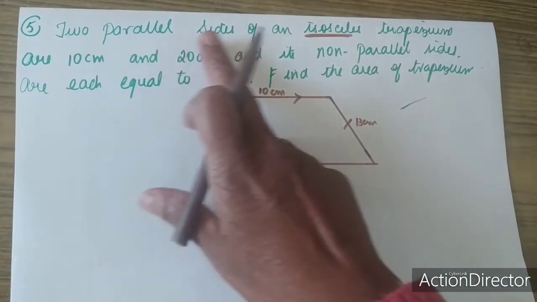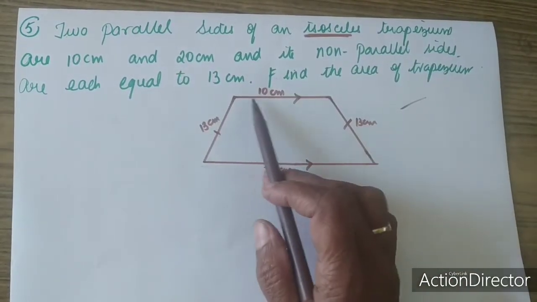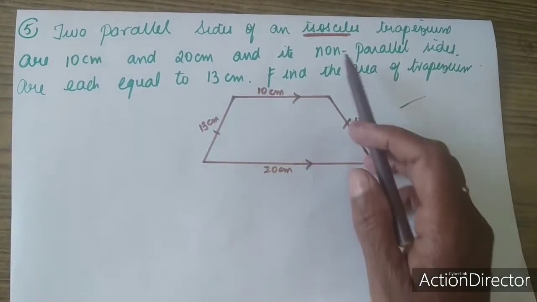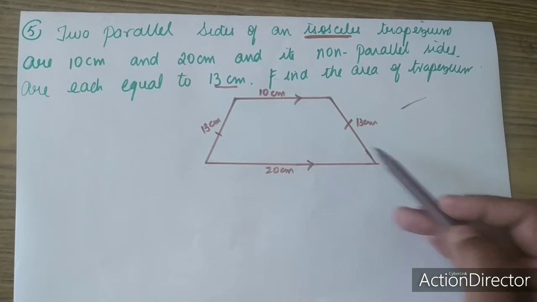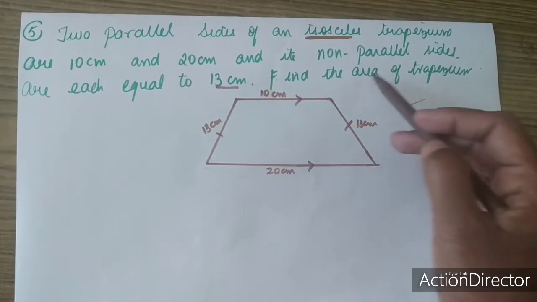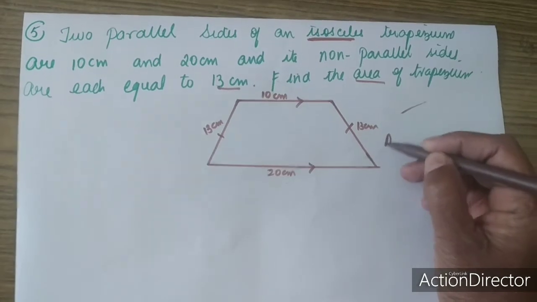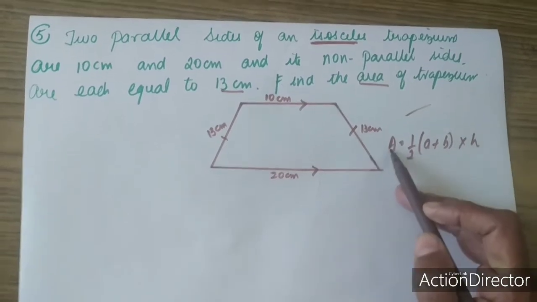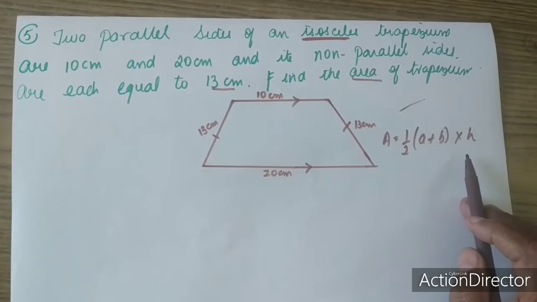Here it is given the two parallel sides of an isosceles trapezium are 10 centimeter and 20 centimeter. So the shorter side you take as 10 centimeter and the longer side as 20 centimeter. And its non-parallel sides are equal to 13 centimeter. So these are the non-parallel sides, which I have taken as 13 centimeter, and you are asked to find the area of the trapezium. You know the formula for area of trapezium is half into sum of parallel sides into height. Here area is not given, height is also not given. Without height, how can we find the area of trapezium?